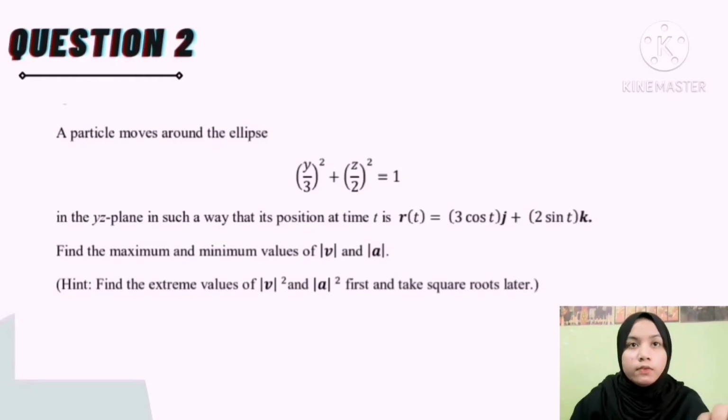So, the question given is as shown in this slide. The question asks us to find the maximum and minimum values of magnitude of velocity and acceleration. Let's see how I solve it.